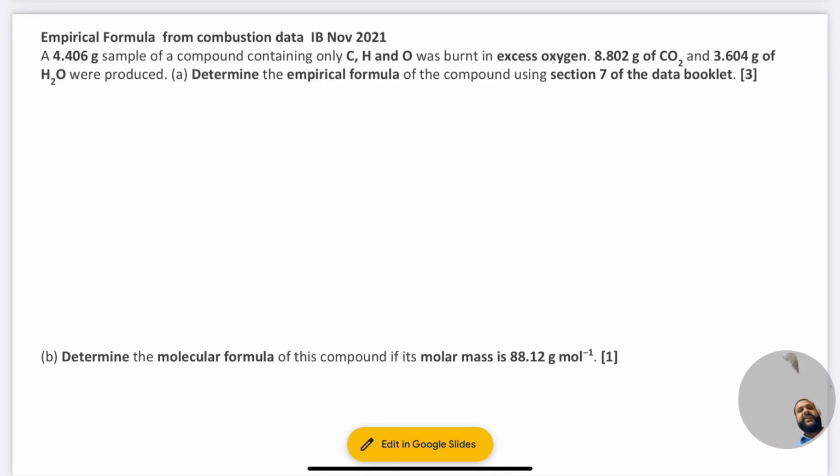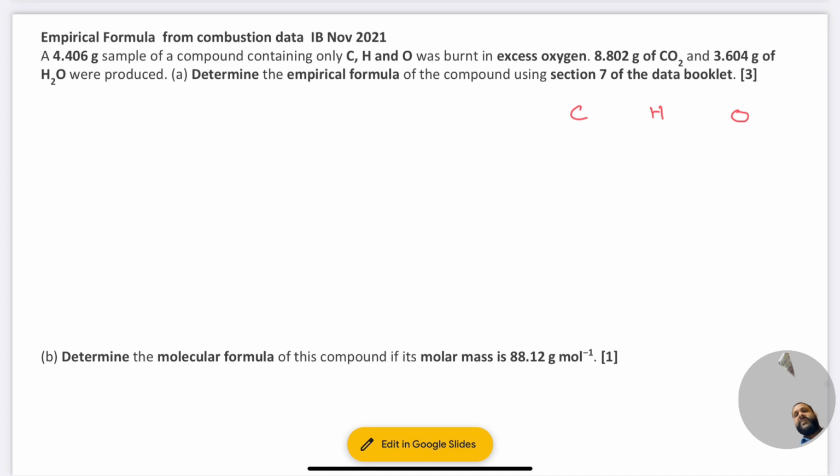Let's look at this question. Finding the empirical formula from combustion data, IB November 2021. Students found this question really challenging, and we need to do some extra steps in order to find the empirical formula. In order to find the empirical formula, we need the mass of carbon, the mass of hydrogen, and the mass of oxygen.